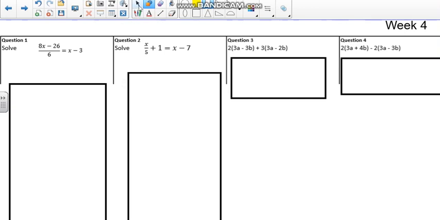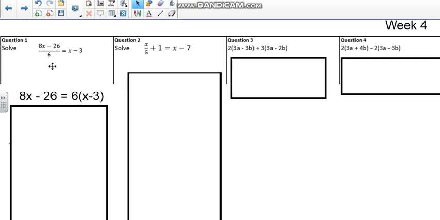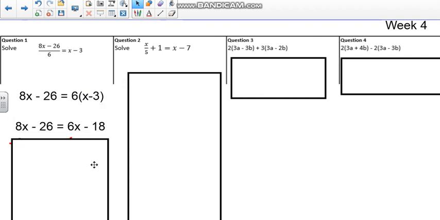So I want to look at the first one. We're solving an equation. Everything on this side is divided by 6, so I want to get rid of that divide by 6. I'm going to multiply both sides by 6, which leaves that as 8x minus 26, but on this side we've got 6 lots of x minus 3. We multiply that bracket out, we get to this situation here.